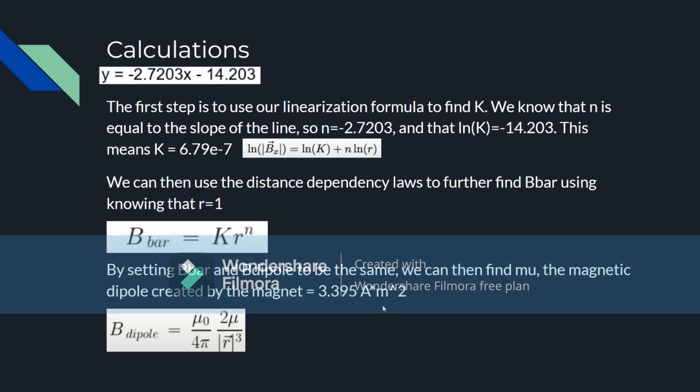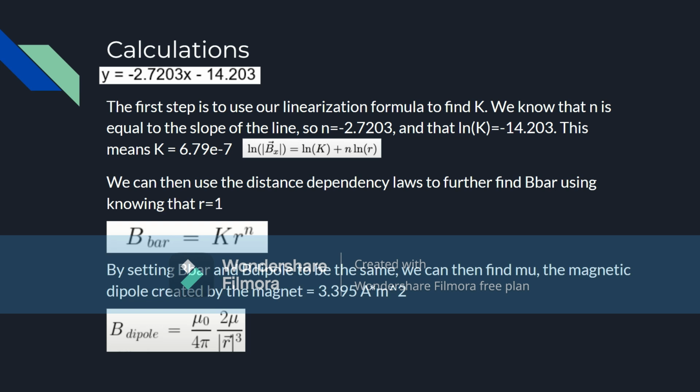Calculations. My y equaled negative 2.7203x minus 14.203. The first step is to use our linearization formula to find k. We know that n is equal to the slope of the line, so n equals negative 2.7203, and that the natural log of k equals the y-intercept, which is negative 14.203. This means that k equals 6.79e-7.